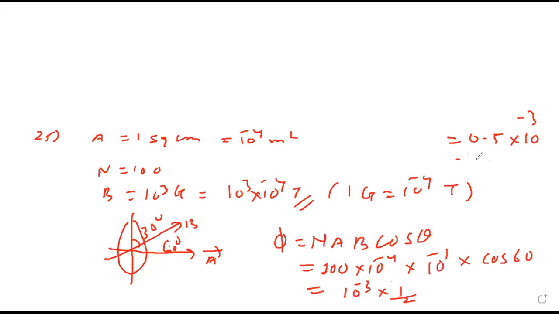We can also write this as 5 into 10 raised to minus 4. Important is that theta is the angle between the area vector, which is along the normal. The plane of the coil is making 30°, that means the normal is making 60°. This was important here.